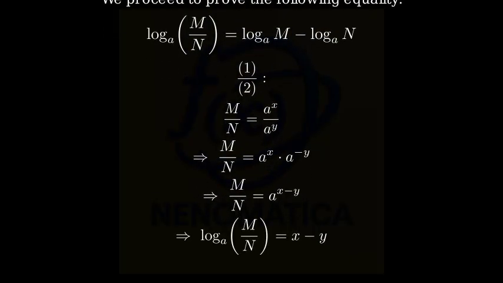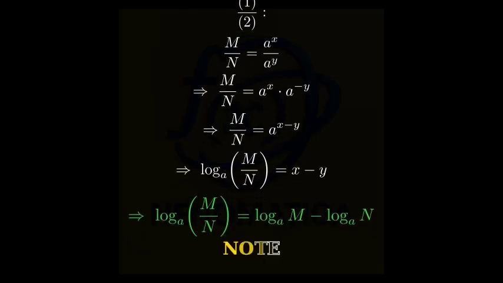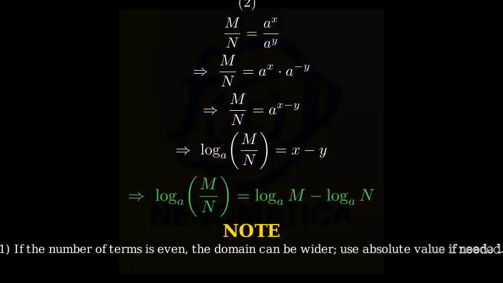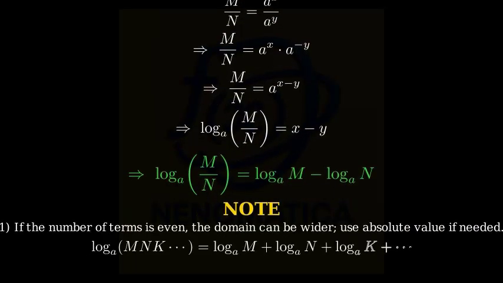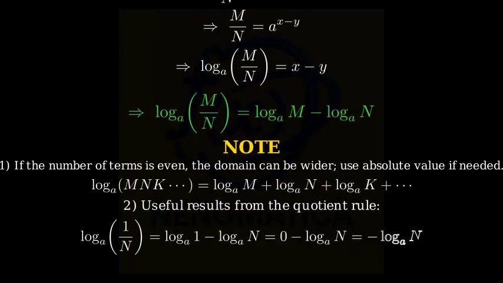Convert back to logarithmic form. We get log base a of m over n equals x minus y. Substitute x equals log base a of m and y equals log base a of n. Hence the quotient rule is proven. Notes: 1. If the number of terms in a product is even, the domain may be wider, and absolute values may be used on both sides when appropriate.